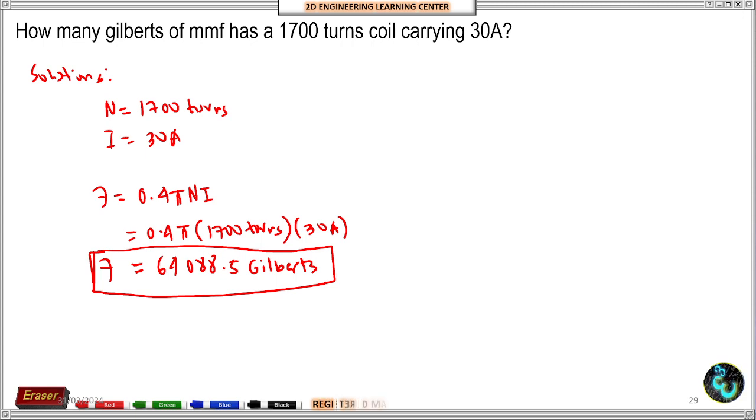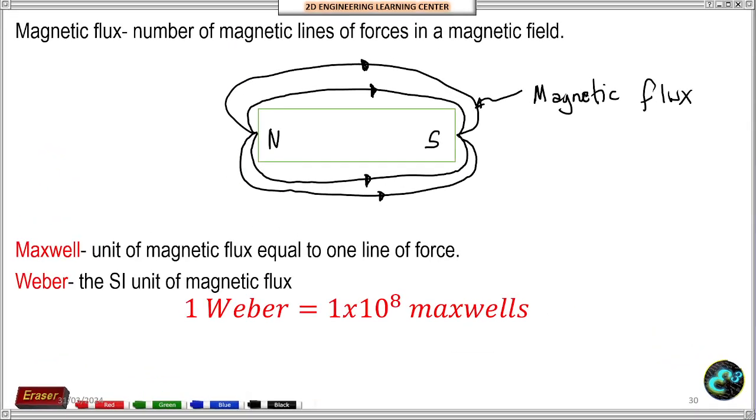Okay? Next, we have magnetic flux. So magnetic flux is the number of magnetic lines of force in a magnetic field. So kunyari may magnet tayo, yung magnetic lines of force that exist on the magnetic field of your magnet is what we call magnetic flux. Kung ilan siyang invisible magnetic lines of force na yan, makikita ito if you're going to put iron filings doon sa magnet, so ito yung magki-create ng pattern. So every line in a pattern is one magnetic flux.